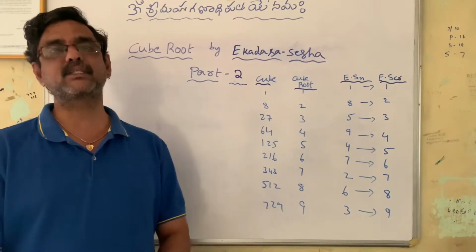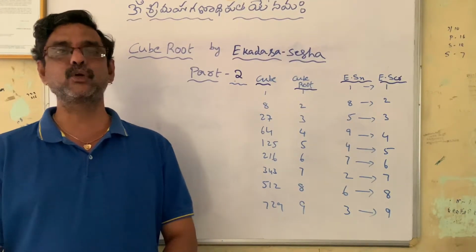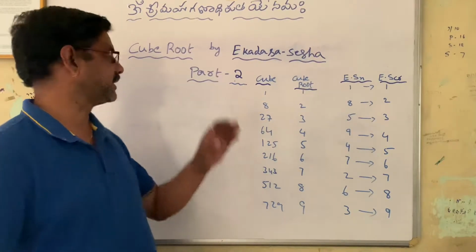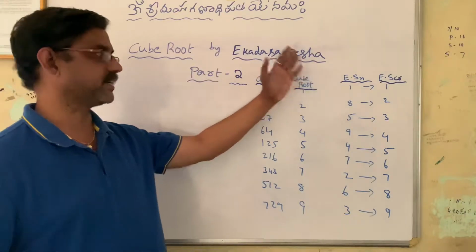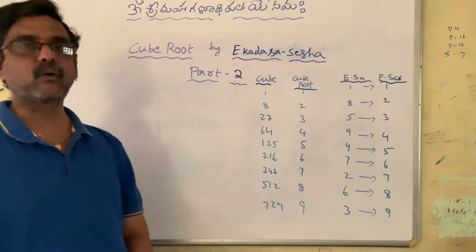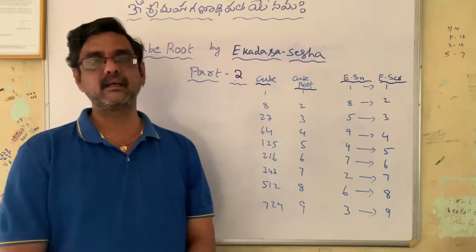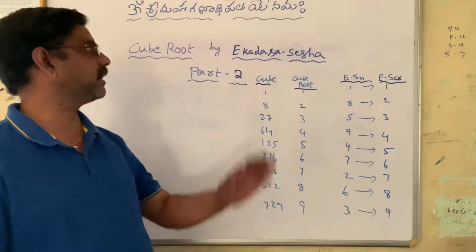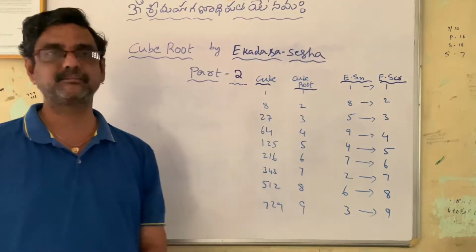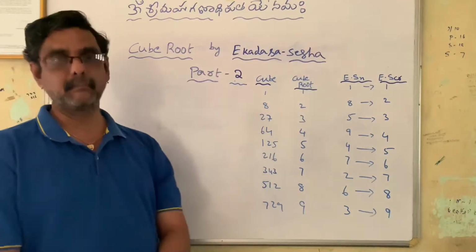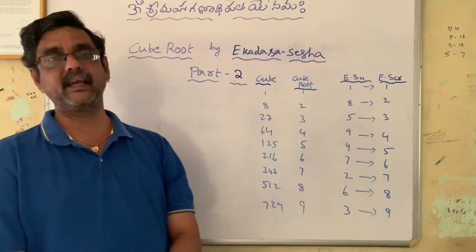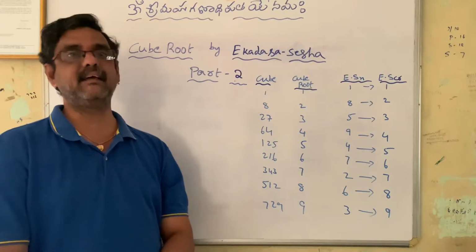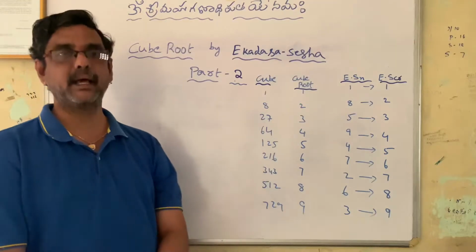Today I am going to explain finding the cube root of a 9-digit number by using the Vedic method Ekadasi Sesha. Before starting this method, let me explain the meaning of Ekadasi Sesha. Ekadasha means 11. Dasha is 10, Ekadasha is 11. Sesha means remainder.